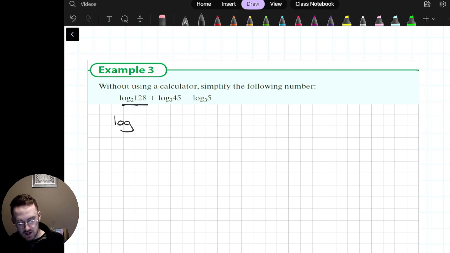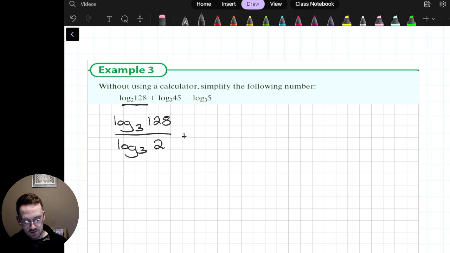So instead of writing it as log to the base 2, we might decide to write it as log to the base 3. So log to the base 3 of 128. If we remember our rule on the bottom, it becomes log to the base 3 of 2, which was our original base. This is log to the base 3 of 45 minus log to the base 3 of 5.